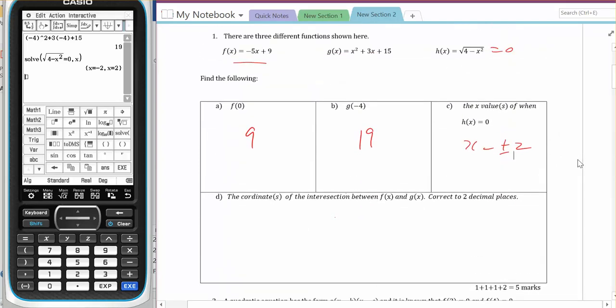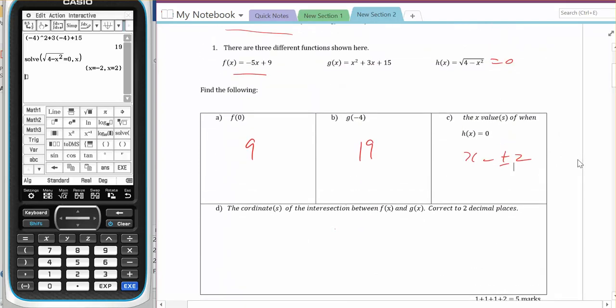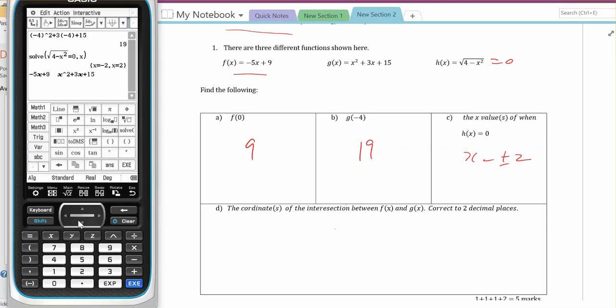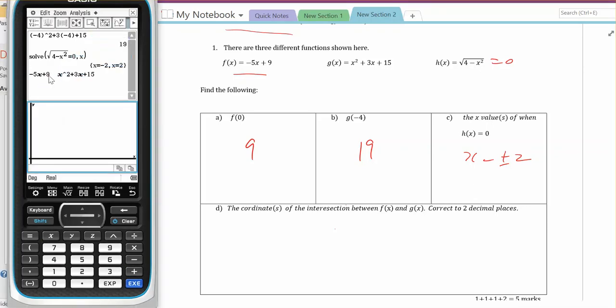Find the points of intersection between h of x, f of x, and g of x. So you can do it both ways. You can sketch the graphs of both. So why don't we do that? Minus 5x plus 9, and we've got x squared plus 3x plus 15. Graph. I'm going to put both graphs on the same axis.